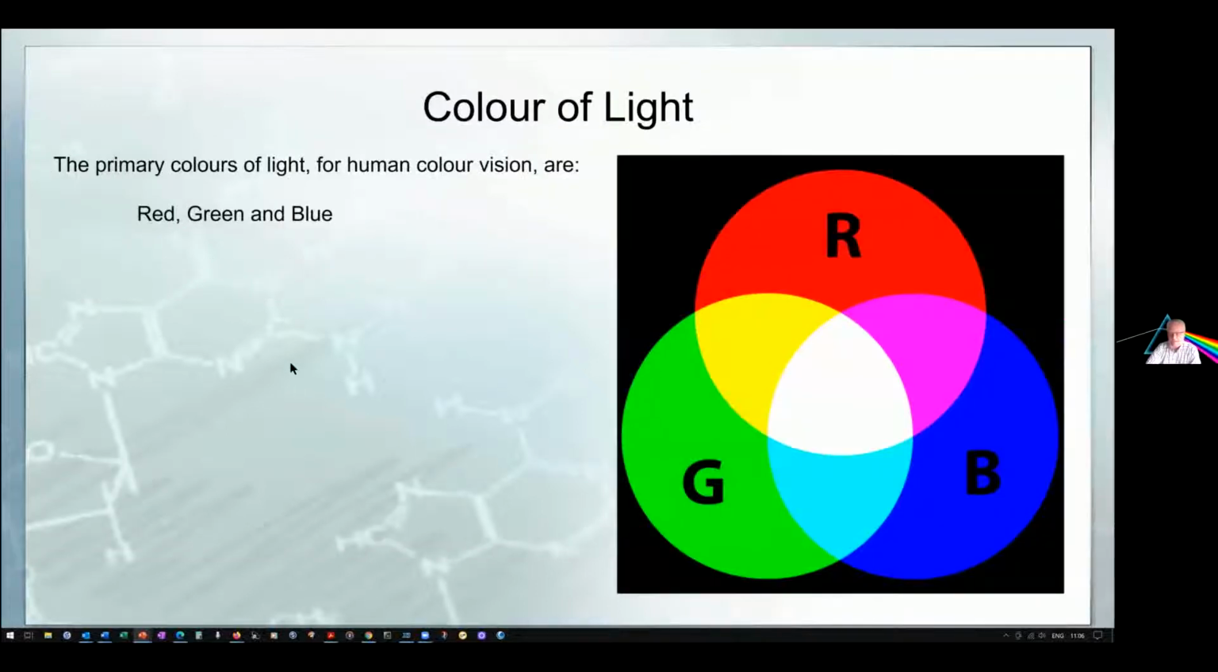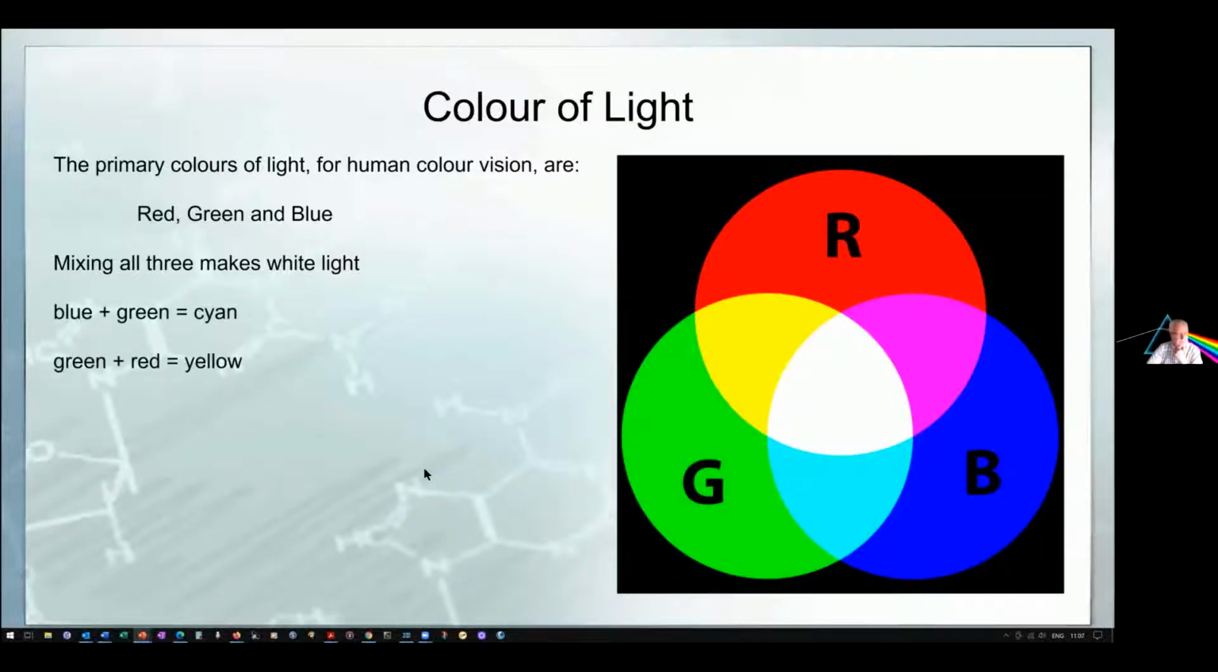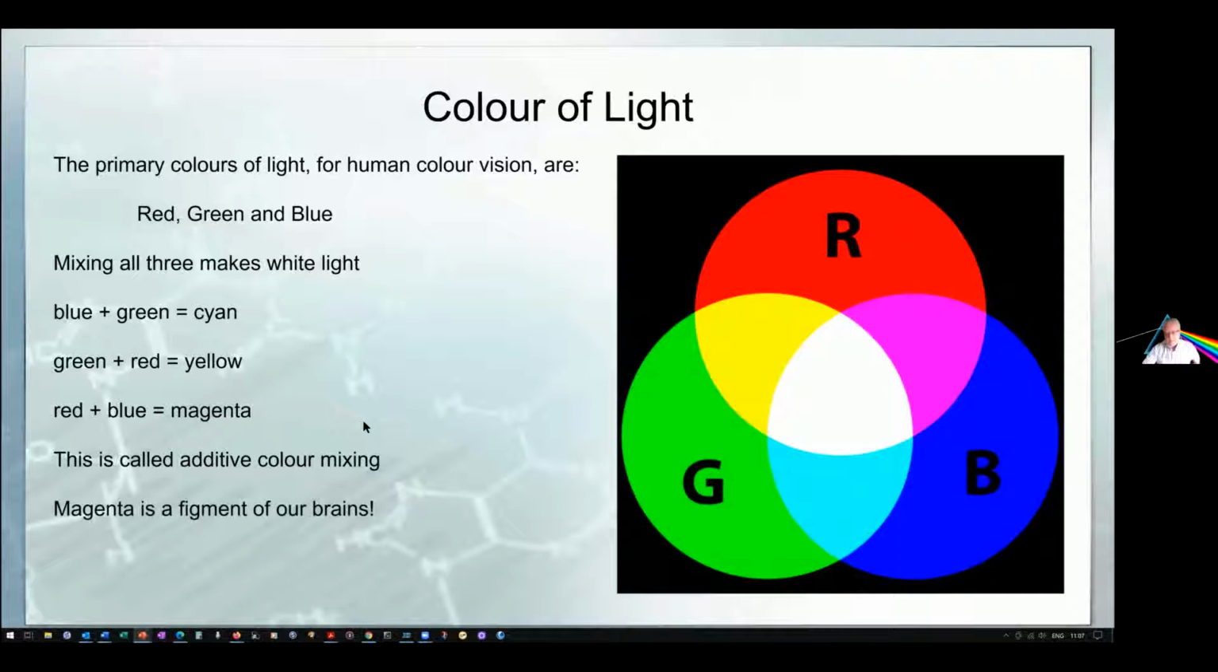Now the primary colours of light for human vision are red, green and blue, and mixing all three, you can see in the centre there, makes white, and blue and green give cyan, red and green give yellow, and red and blue give magenta. It's called additive colour mixing, but magenta is a figment of our imagination. So there is no frequency for magenta, there's no wavelength for magenta. It's the way we perceive it.